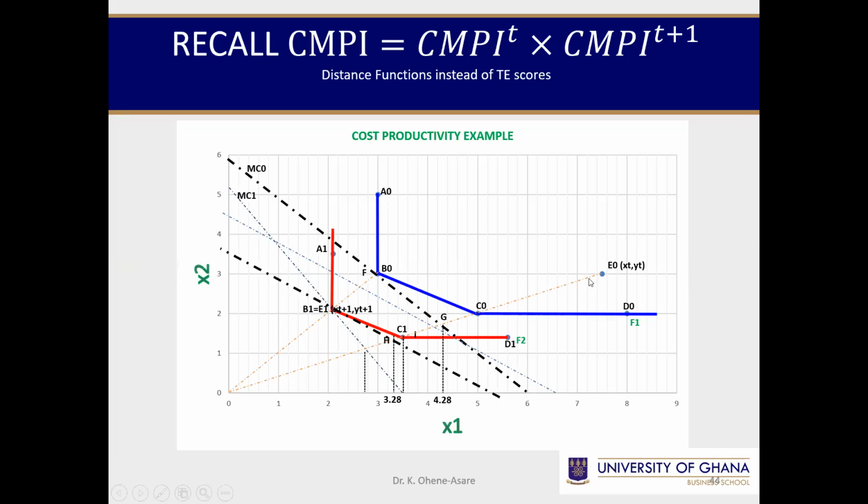So normally, this is how we define the efficiency score. We define it as the distance to the firm divided by the distance to the frontier. Is that not so? So the distance to the firm is OE naught. Do you guys see that? Yes, please. Distance to the firm, distance to the cost frontier will be what? OG. OG. Very good.